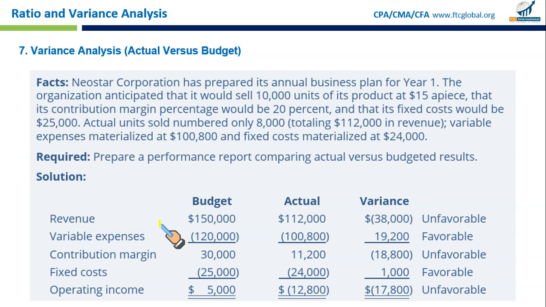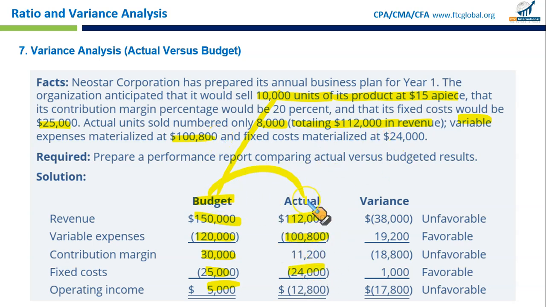Okay. Neostar Corporation has prepared its annual business plan for year 1. The organization anticipated that it would sell 10,000 units of its product at 15 apiece. So this is your original budget prepared for 10,000 units, and all these numbers are based upon the budgeted units of sale and production. It further says that its contribution margin percentage would be 20% and its fixed cost would be 25,000. Actual units sold numbered 8,000, totaling 112,000 in revenues, with variable costs and fixed cost as shown.